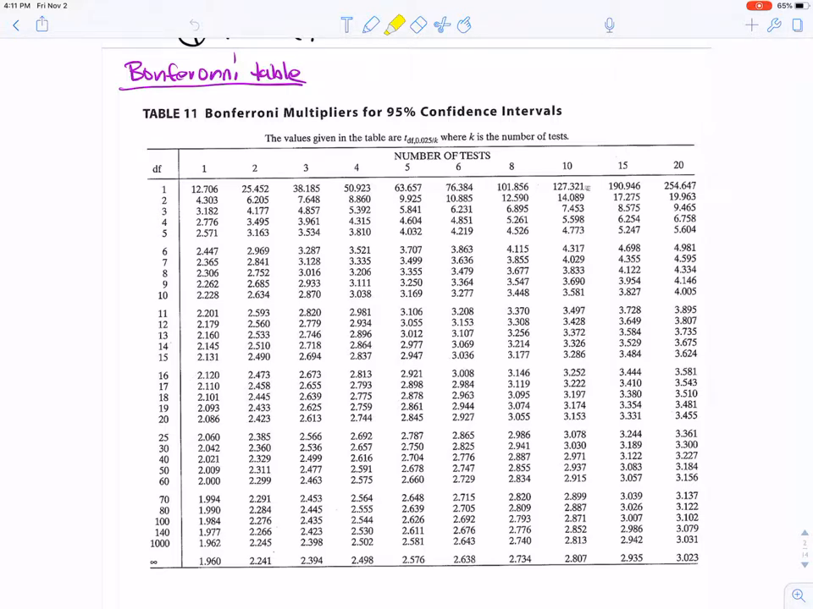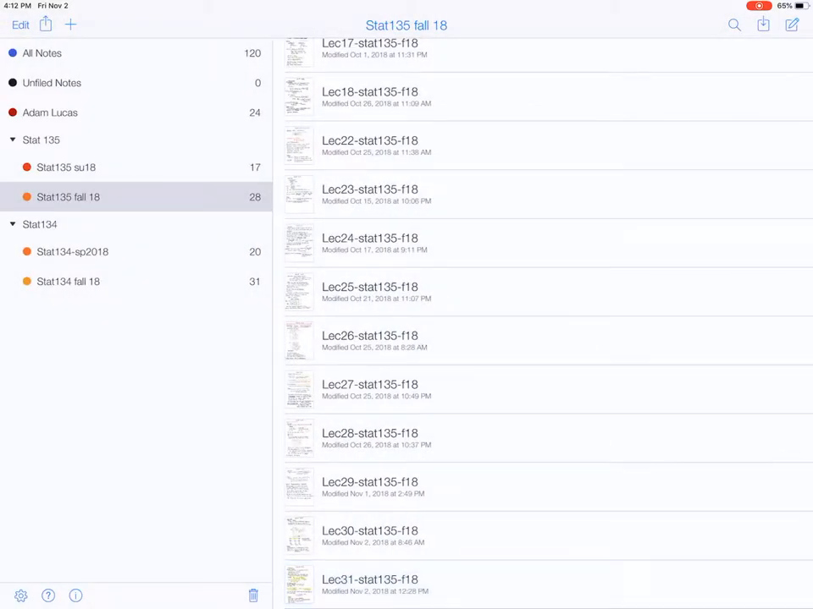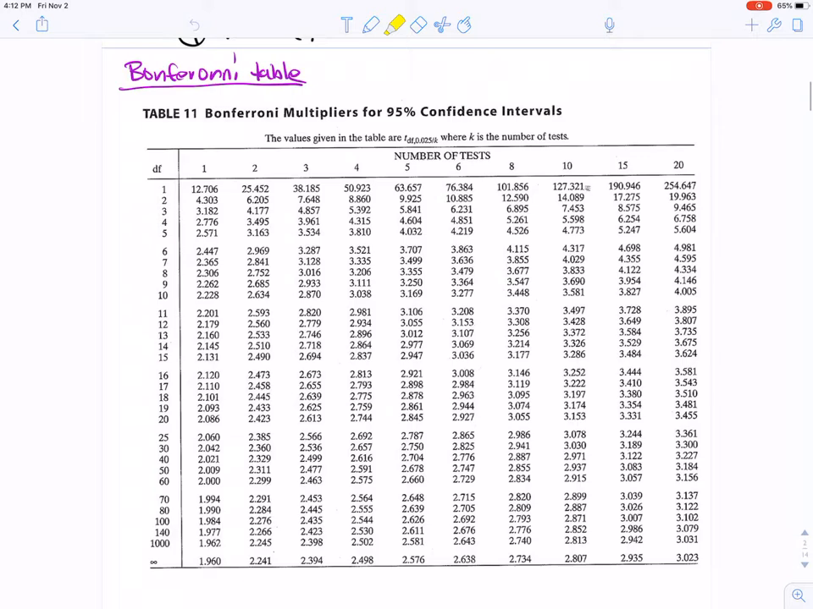So in a Bonferroni table, you need to know the degrees of freedom. So that is n minus 1, where n is the number of observations in the ith treatment group, and then you need to know the number of tests. You have k, which for us is I, the number of treatment groups. So then what we get here is a threshold, right? And so this can be convenient to use.